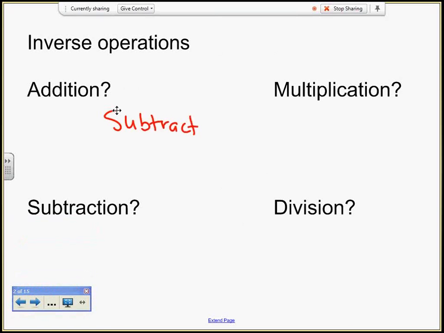If I want to undo multiplication, what do I do? I divide. If I want to undo subtraction, what should I do? I should add. If I want to undo division, the inverse operation for division, I would multiply. So the inverse operation is multiplication.